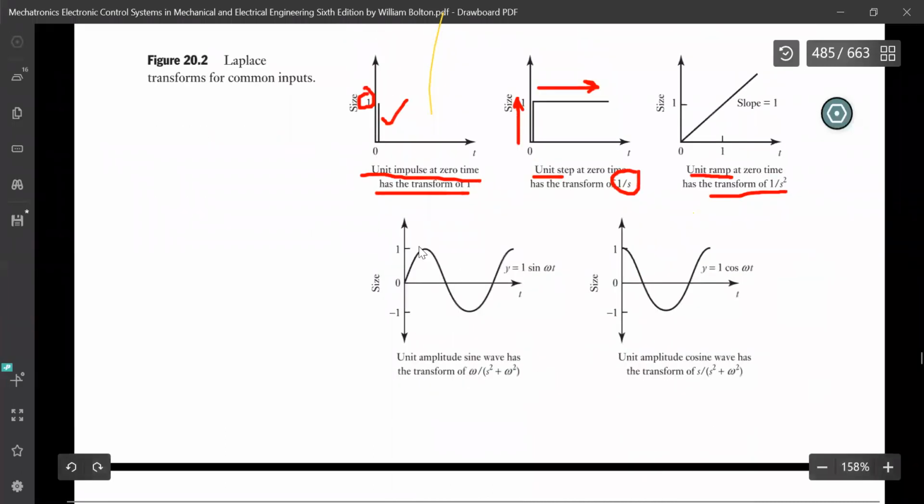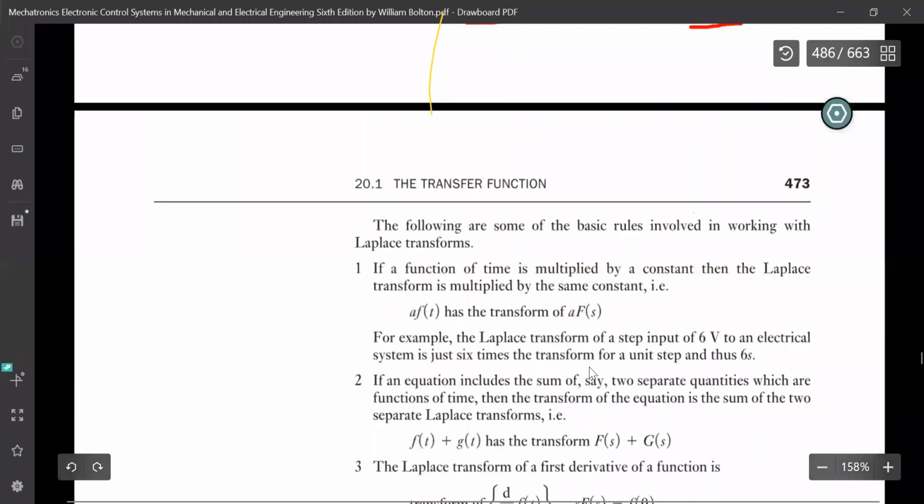Similarly, we will be discussing in the next unit the input as a sine wave. In that case, your Laplace form will be omega by s square plus omega square if you have a sine wave. Similarly, if you have a cosine wave, then your transform would be s by s square plus omega square. These are the basic ones.